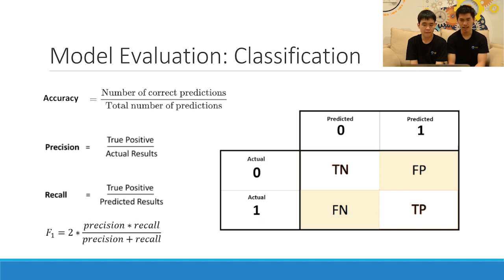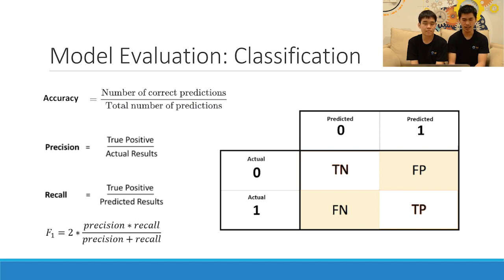On the right diagram, there is TN, FP, FN, and TP, which stand for true negative, false positive, false negative, and true positive respectively. To discuss accuracy, we normally discuss the true, which means the correct predictions. The formula for accuracy is true positive plus true negative divided by true negative, false positive, false negative, and true positive, which is the total number of predictions.